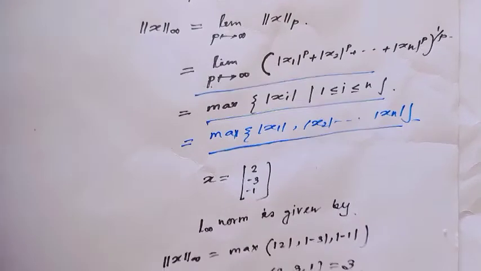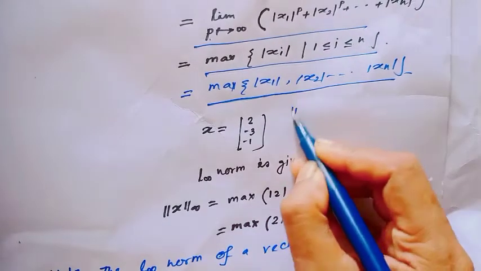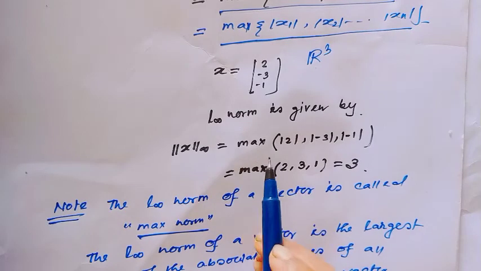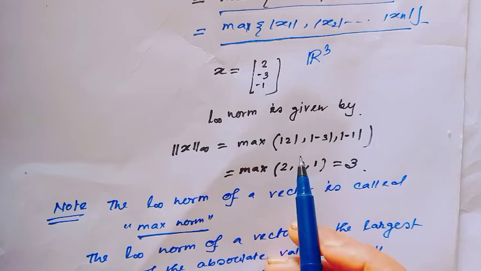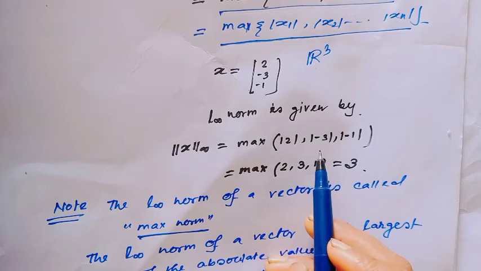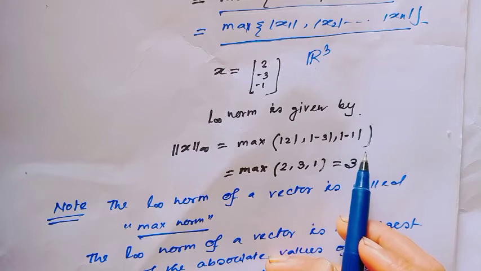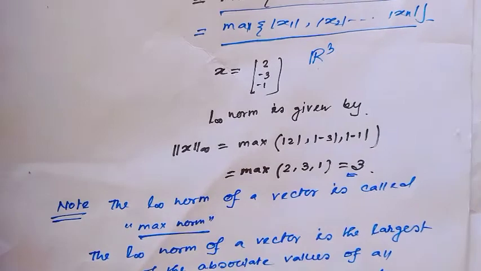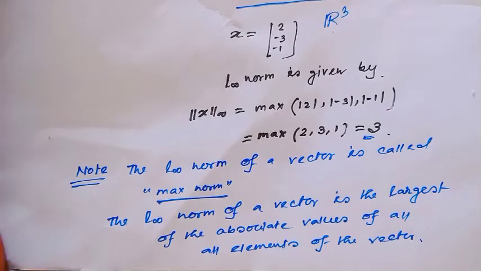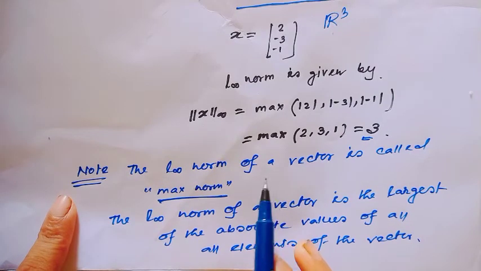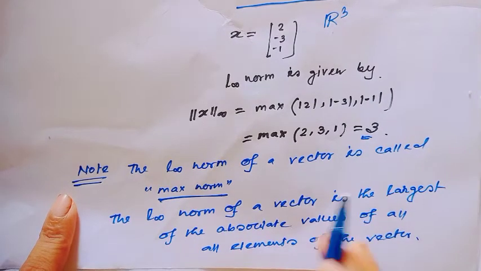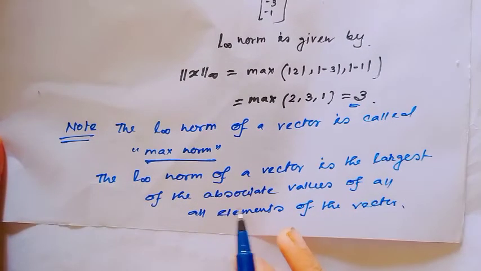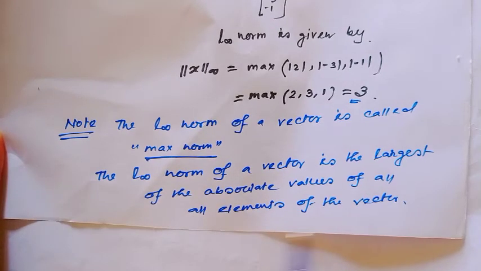As for example, if we consider R3 and the vector (2, -3, -1), then the L infinity norm is given by the maximum of the absolute value of 2, absolute value of -3, absolute value of -1. This is equal to the maximum of 2, 3, 1, which is equal to 3. And the note is that the L infinity norm of a vector is called the maximum norm, which is actually the largest of the absolute values of all elements of the vector.